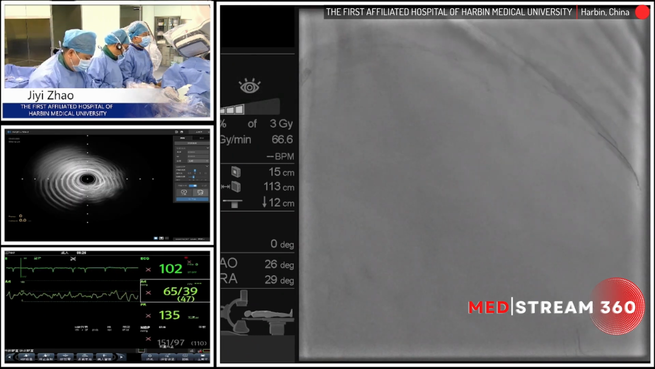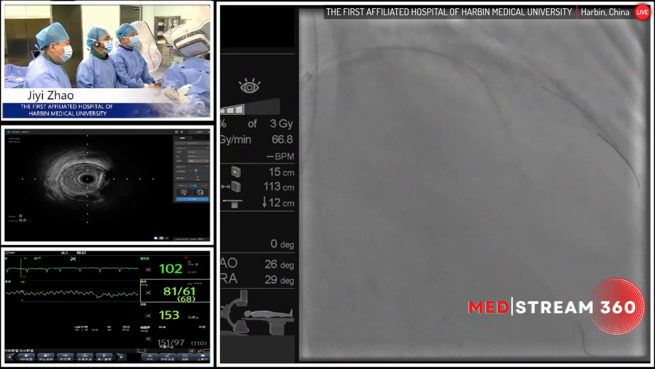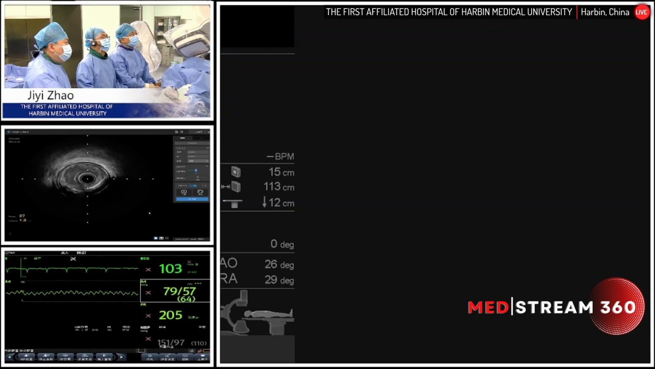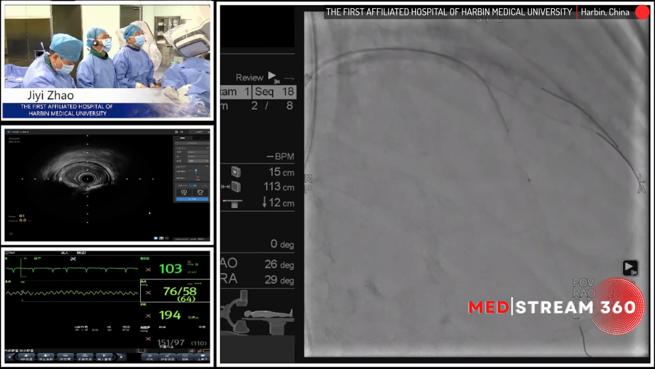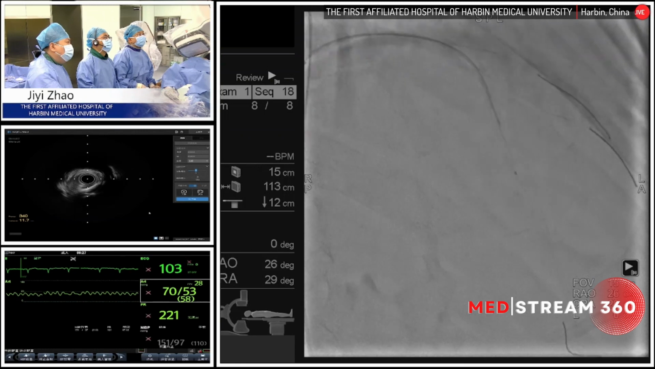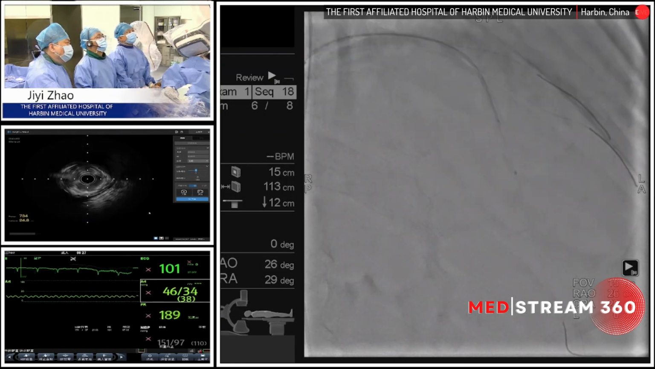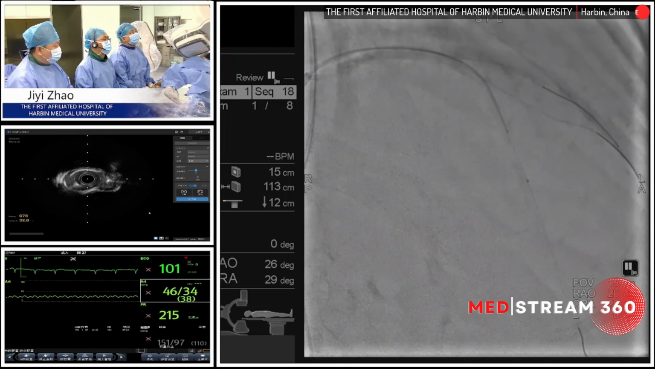One thing that I missed from the introduction of the IVUS image: we can see the pullback speed, we have 0.5 millimeter per second, 1 millimeter per second, and also a quick scan mode using 1.5 millimeter per second. This is the second diagonal wire joining into the main vessel, and this is the first diagonal.